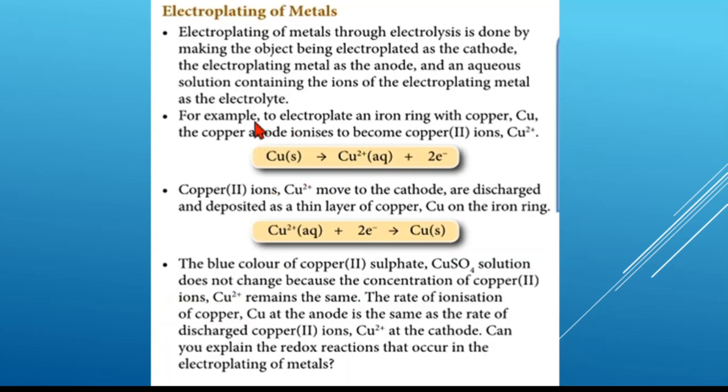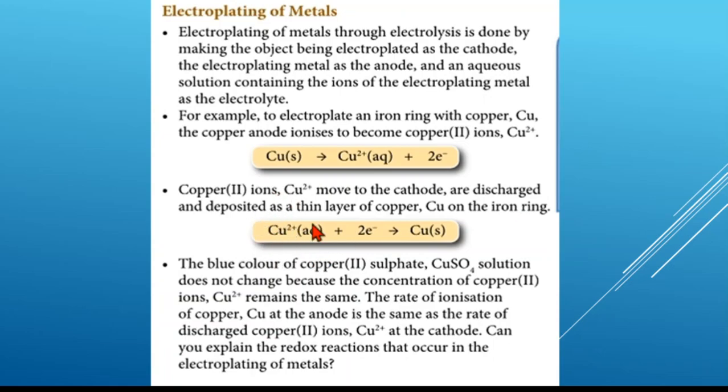copper itu yang di anode tadi, dia akan buang elektron menjadi Cu2+ ion into the solution, iaitu into the electrolyte. Okay. So, Cu2+ ion yang di solution itu tadi, dia akan move to the cathode. Move to the cathode and discharge. And then dia deposit as a thin layer of copper onto the iron ring.